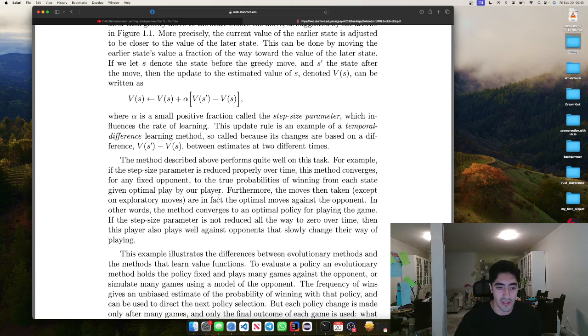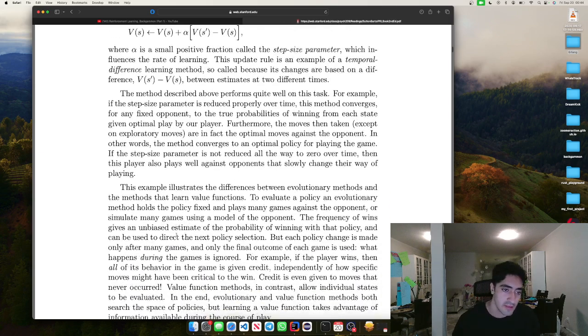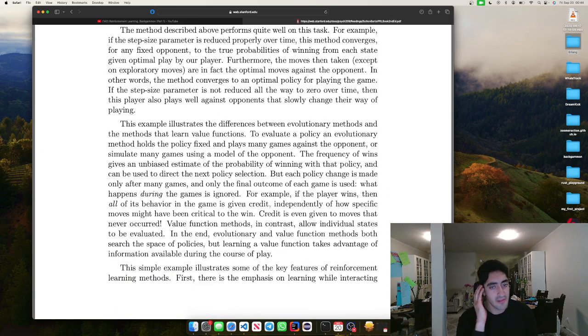If the step size parameter is not reduced all the way to 0 over time, then this player also plays well against opponents that slowly change their way of playing. This example illustrates the differences between evolutionary methods and the methods that learn value functions.